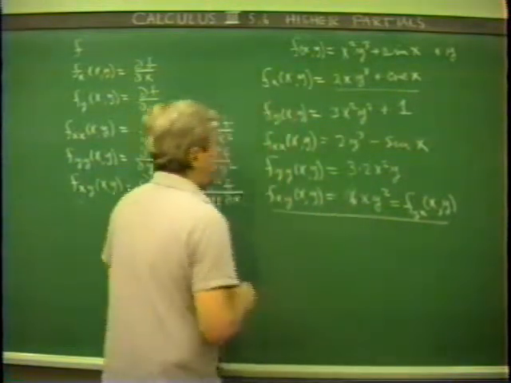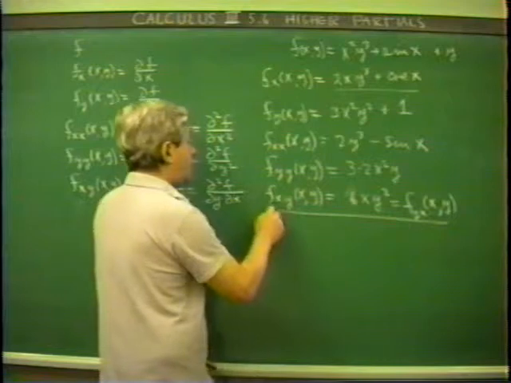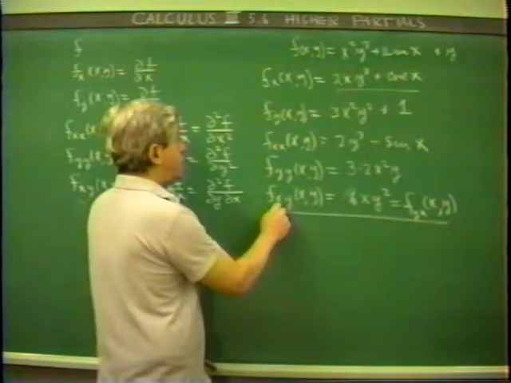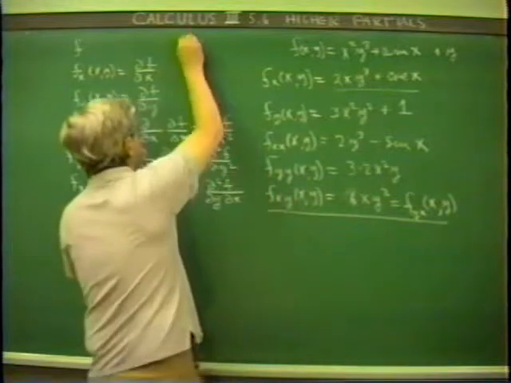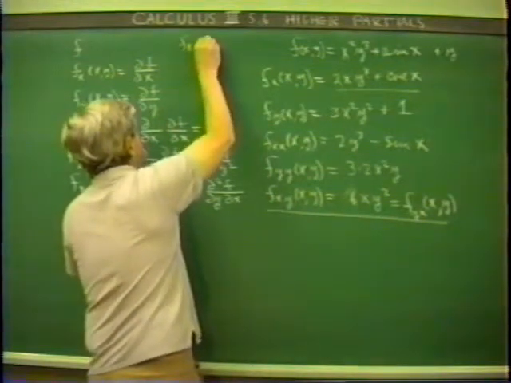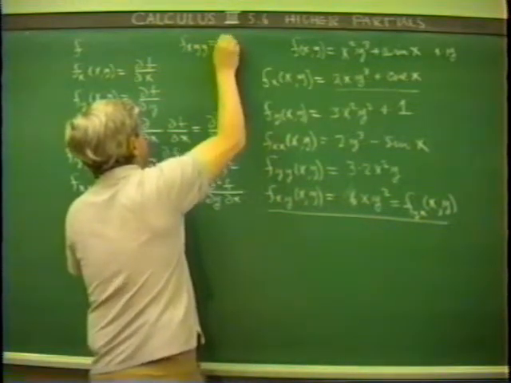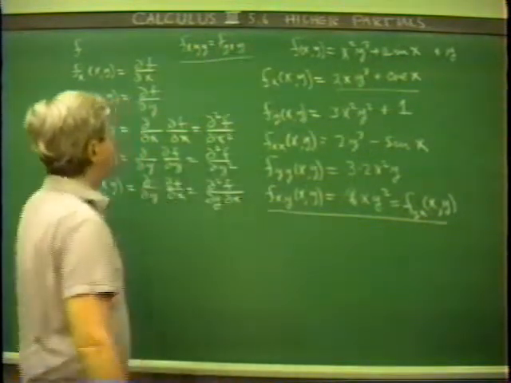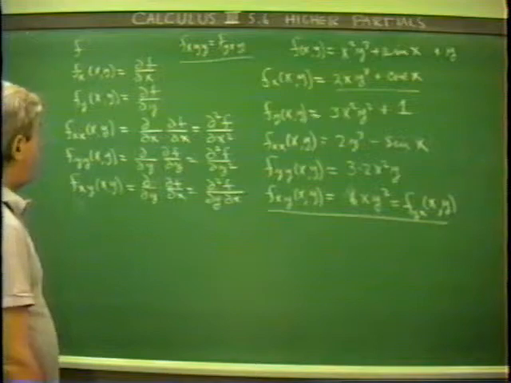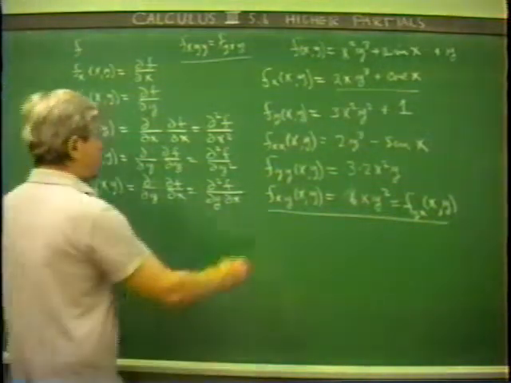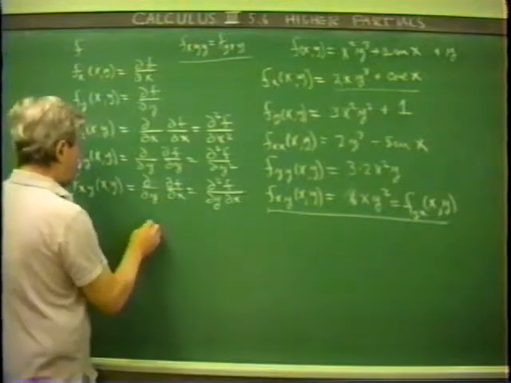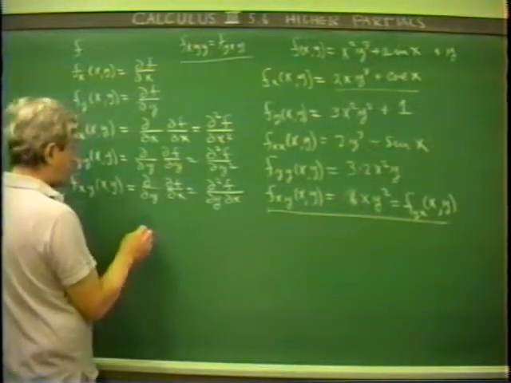So as a consequence of the fact that these are going to be equal, for most cases, I'll mention what the cases are in just a second, it doesn't matter which order you write these in. That's to say, fxy is going to be the same as fyx, and so forth here. Why should these turn out to be equal? Well, let's take a look at what they are.